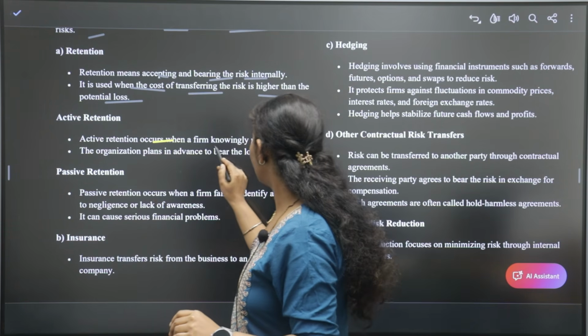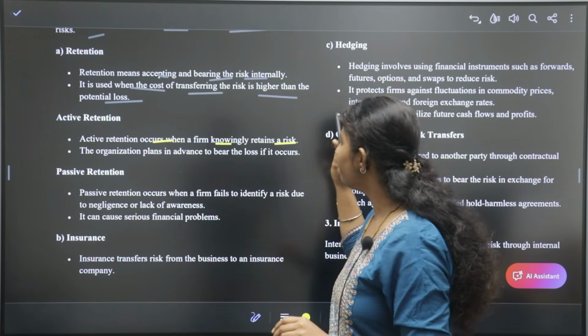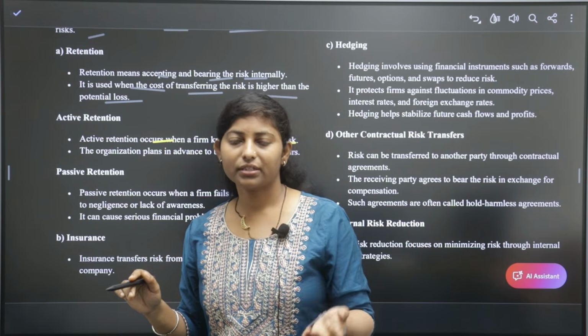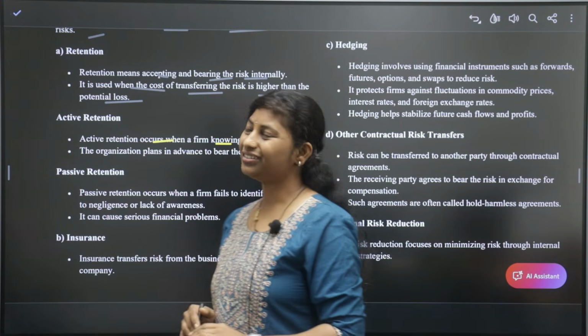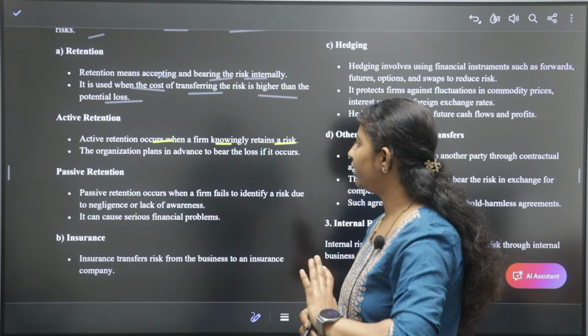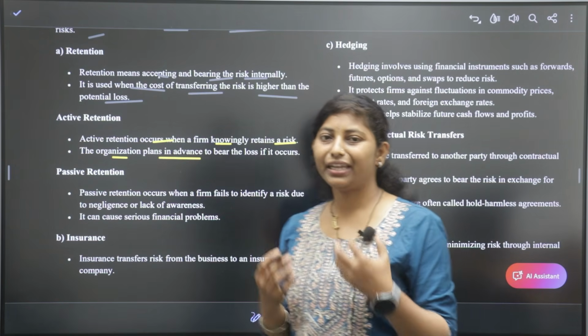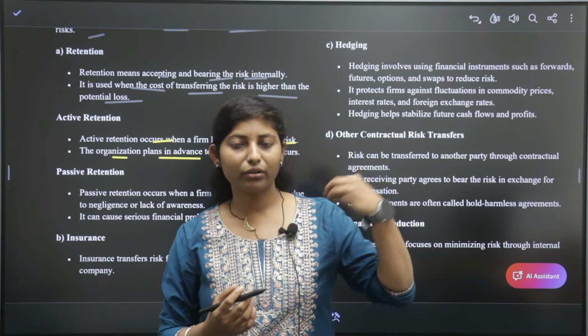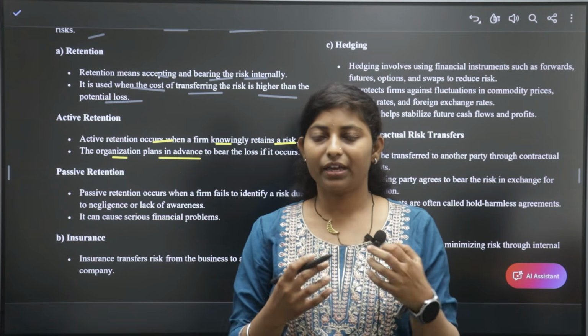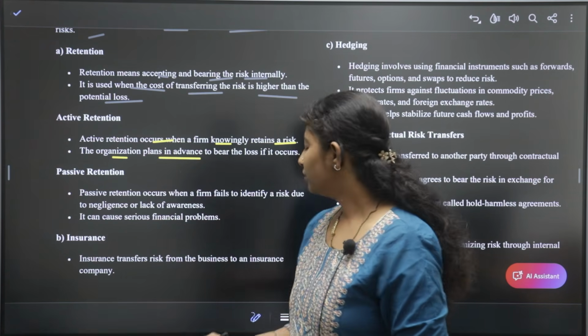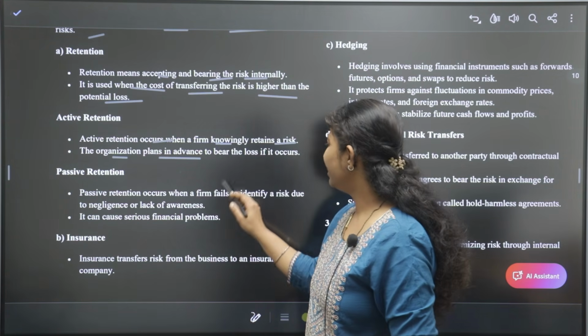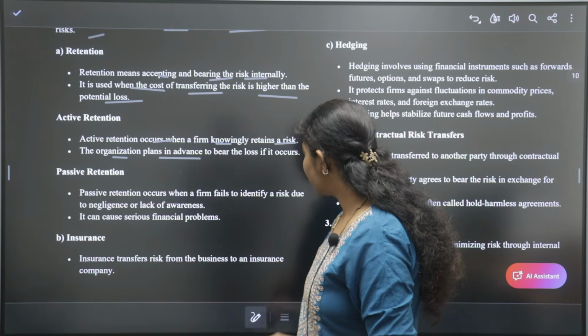Active retention occurs when firms knowingly retain a risk. We already know about the risk and we also keep an amount aside. We are ready for retaining. The organization plans in advance: we already know this risk is going to come in our business and we are ready to bear such losses. That is active retention. Next, passive retention.